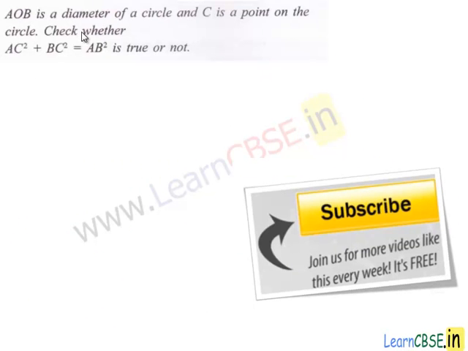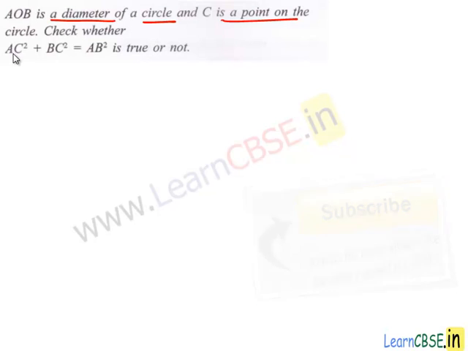Let's move to the next question. Here we have AOB is a diameter of a circle and C is any point on the circle. We have to say whether square of AC plus square of BC is equal to AB square. We have to say whether it is true or not. So let's work out the problem. If AOB is diameter of a circle, then O is a center, and if we take C as any point on the circle, we will get a triangle ABC.